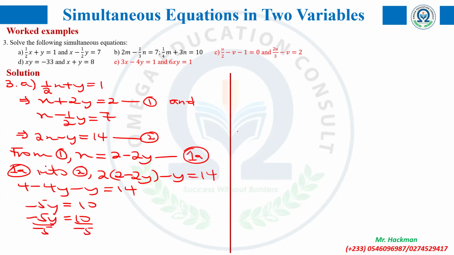So it means I will get y to be equal to, I'll get y to be equal to what? Minus 2. Am I right? Yes. So we all know that we need y to find x.